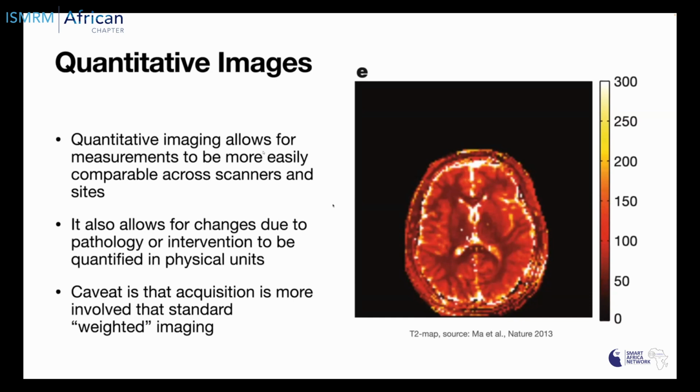So the caveat really is that acquisition of quantitative images is more involved than standard weighted images. Typically, the experiments are a bit longer. You need to take more measurements in order to tease out the quantitative T1 or T2 parameter. Here, you just see a T2 map, which is analogous to the T1 map, but with the shorter T2 values. But instead of just measuring a single weighted contrast, you typically have to make multiple measurements to be able to extract what the underlying relaxation parameters are, so that they can be more complex to acquire and interpret.